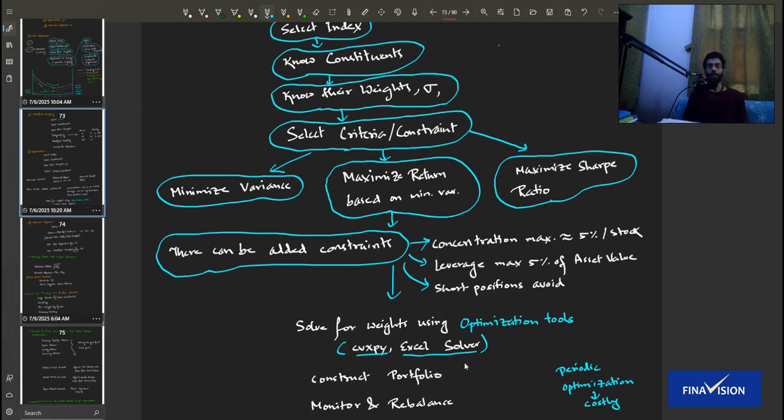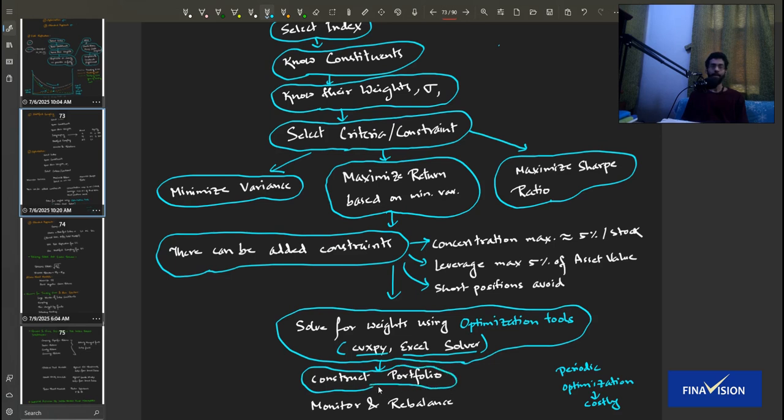Now, after the weights are figured out and the constituents are also figured out, then comes the turn for constructing the portfolio. Constructing the portfolio means one purchases the constituents based on those solved weights. And once the portfolio is constructed, then comes the turn of periodic monitoring and rebalancing. So this is about the optimization technique.